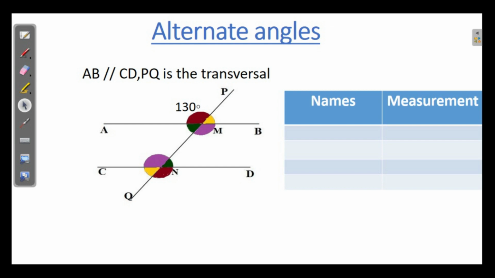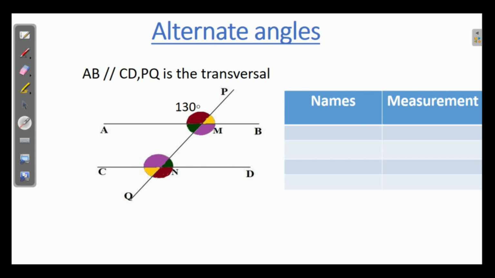Alternate angles. Here AB and CD are parallel lines and PQ is the transversal. Transversal means the line cutting these lines at M and N, 2 points. Here this angle PMA is given as 130 degree.